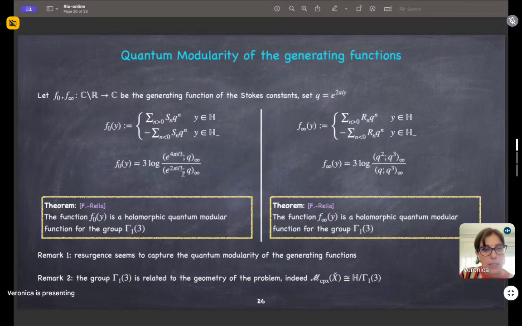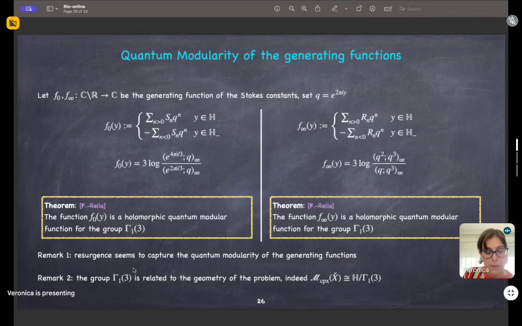Okay, and so yes, in both cases, we have a holomorphic quantum modular function. I will tell you in a while a brief sketch of how we can prove this type of result, because at the end of the day, it only relies on the fact that these Pochhammer symbols are quantum modular functions.